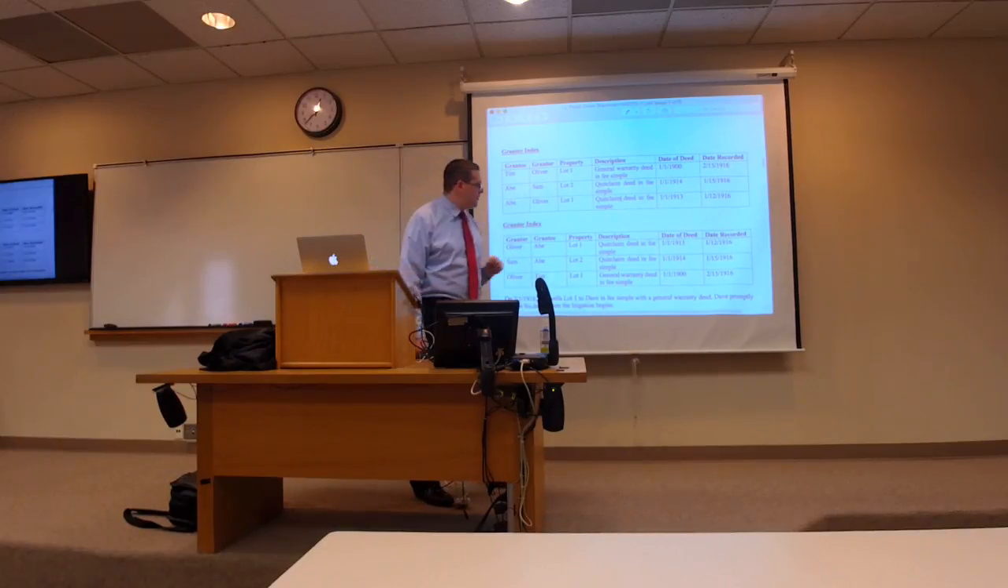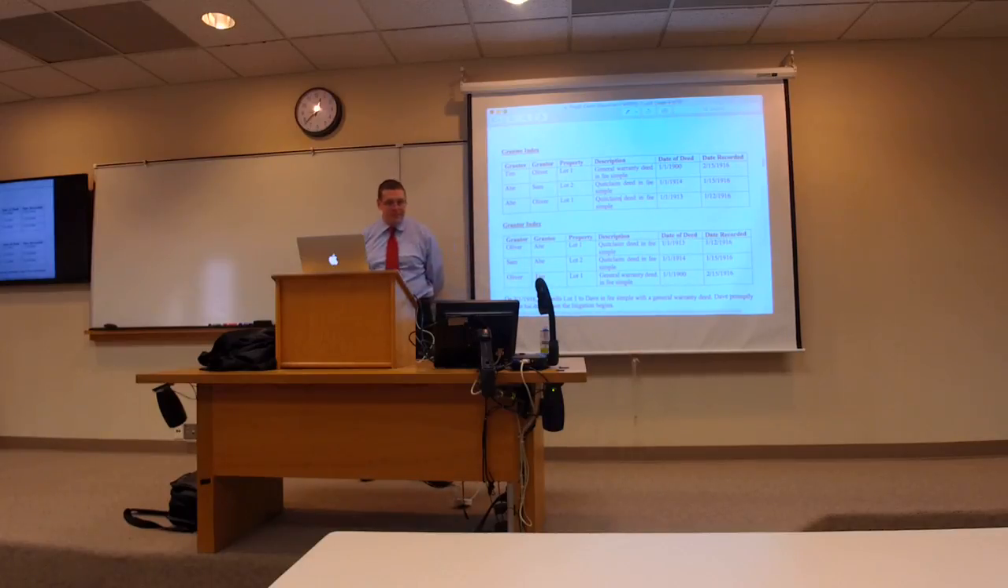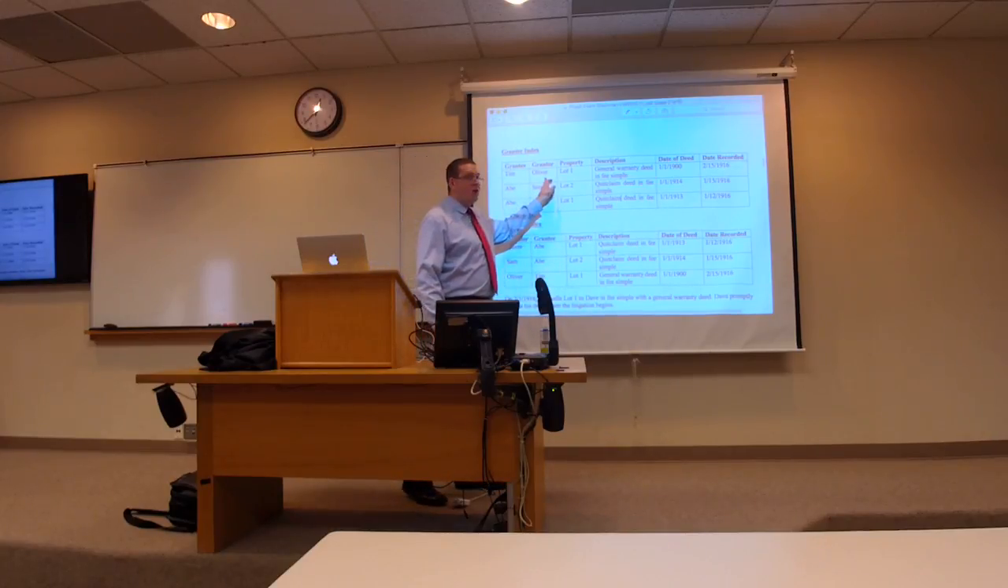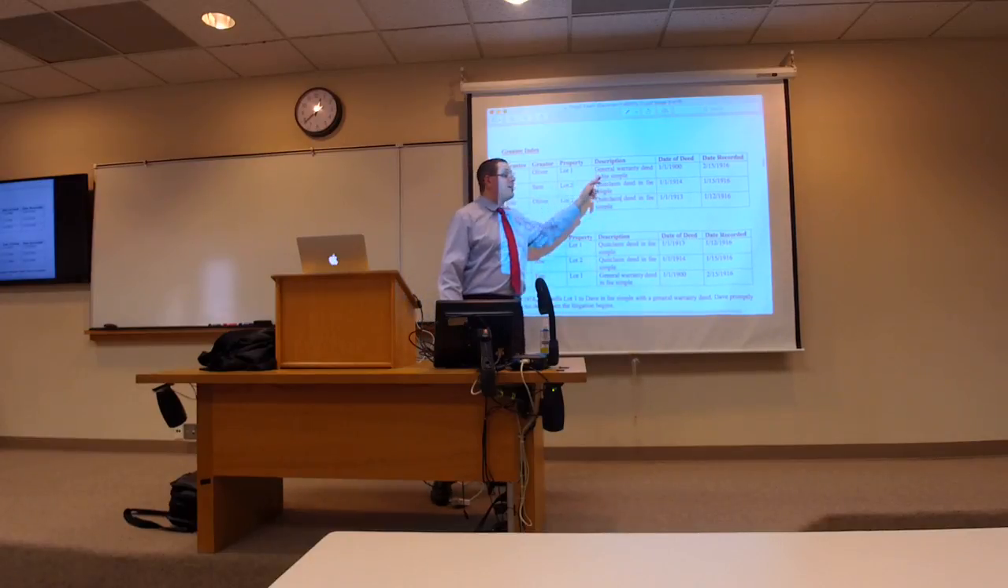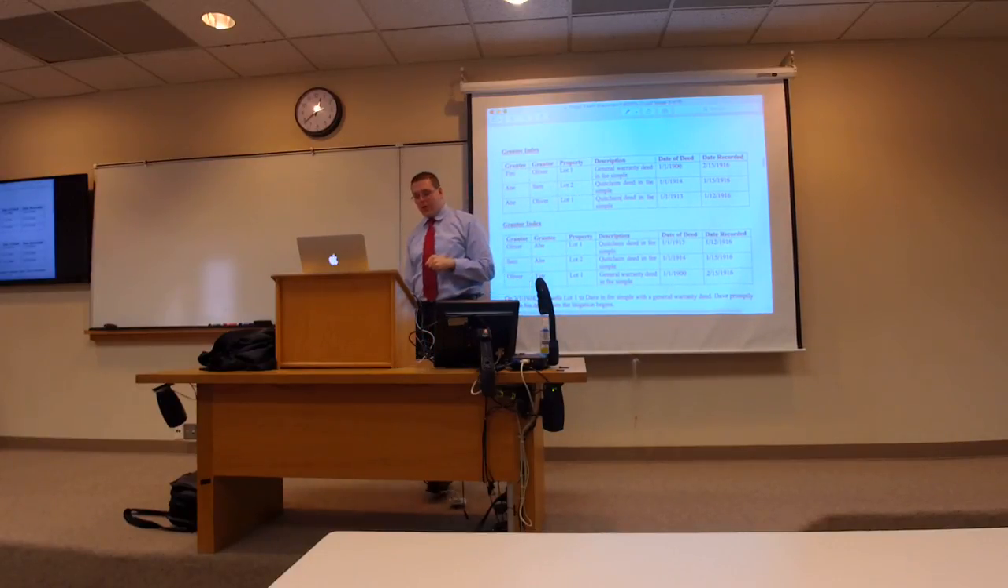The date of the deed is January 1st, 1913. But it was not recorded until 2 years later. 3 years later, in January of 1916. Okay? But wait a minute. You got a problem. Oliver, the same O, also sold lot 1 to Tim. Okay, with a general warranty deed and fee simple.